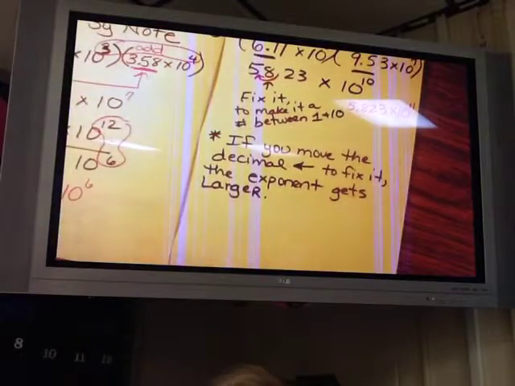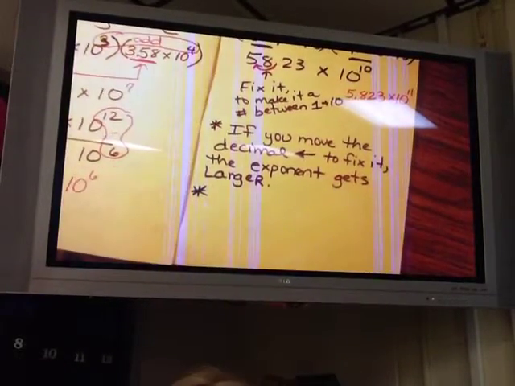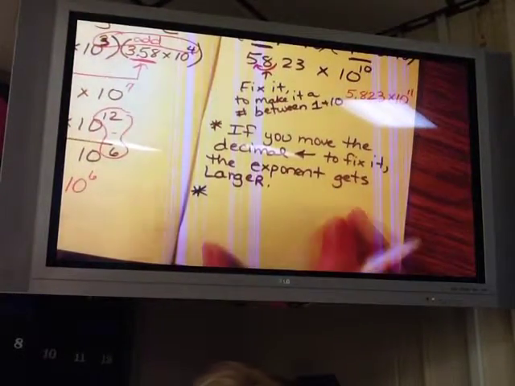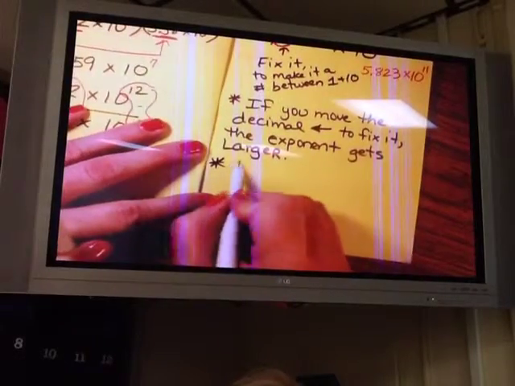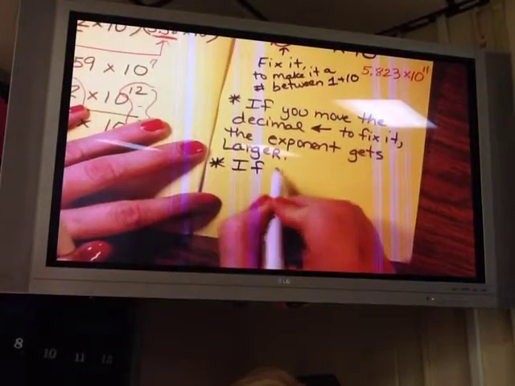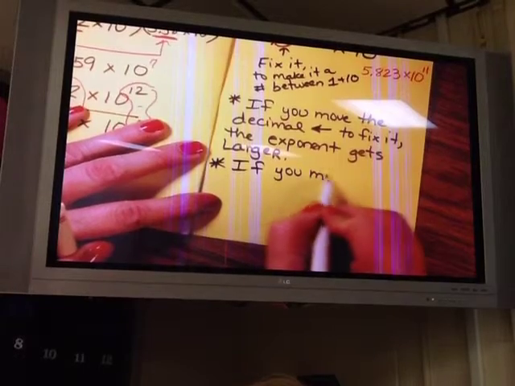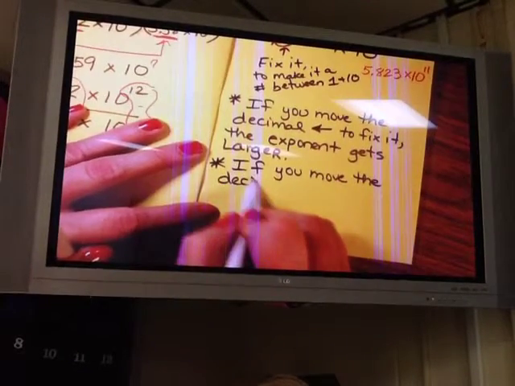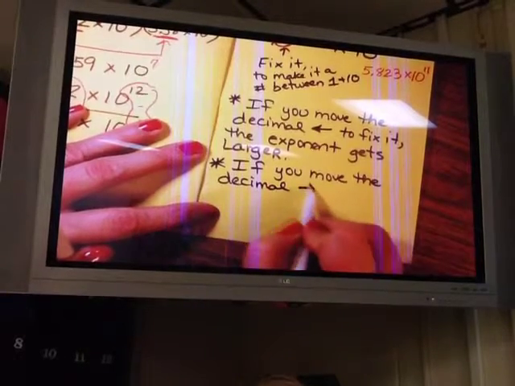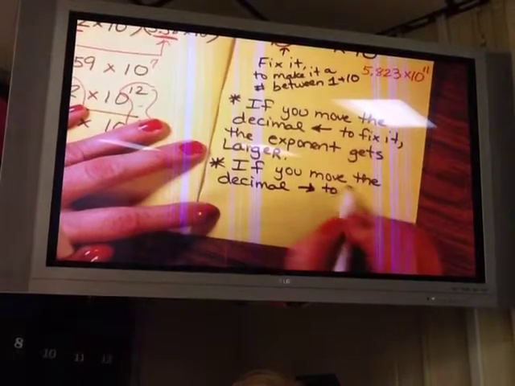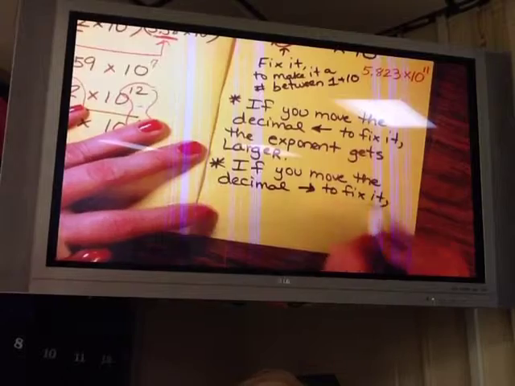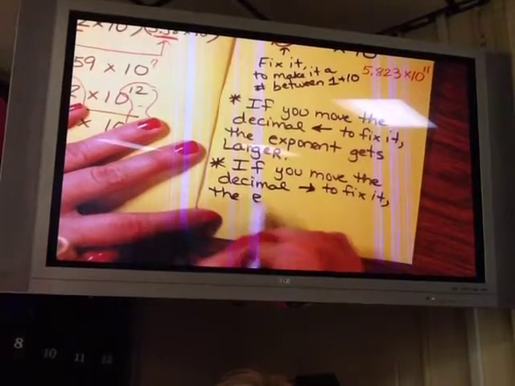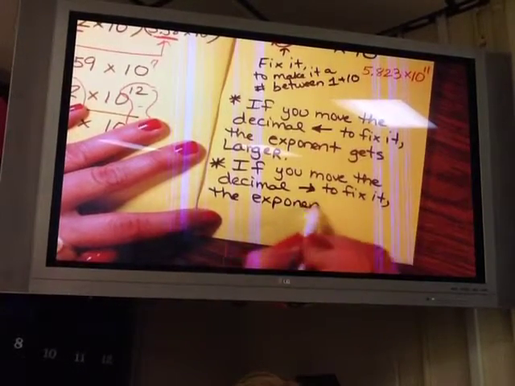Let's put another note. If you move the decimal to the right, what do you think is going to happen to your exponent? It gets smaller. Perfect. Let's jot that down. If you move the decimal to the right to fix it, the exponent gets smaller.